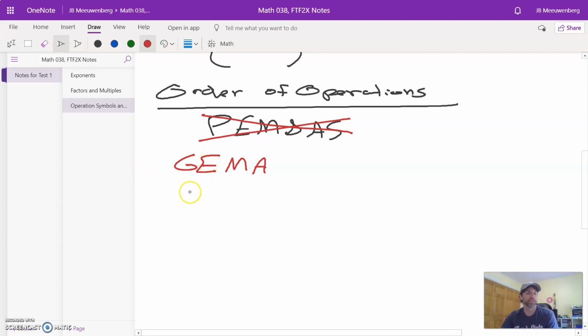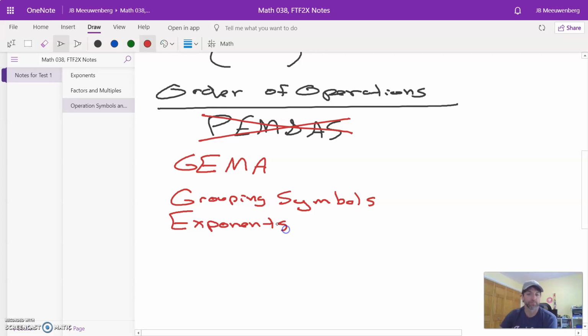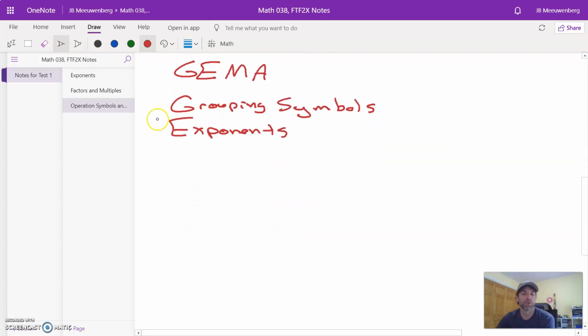So the G stands for grouping symbols, which is what I just talked about. Things that are grouped together, you have to do that stuff first. This is like a checklist where you go from top to bottom. Next come exponents. And then the M stands for multiplicative operations.